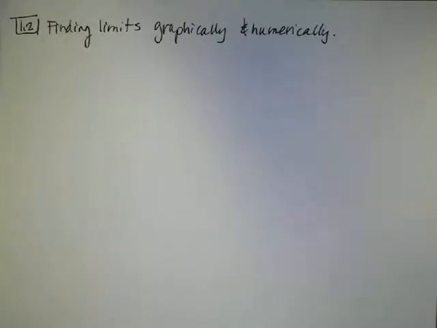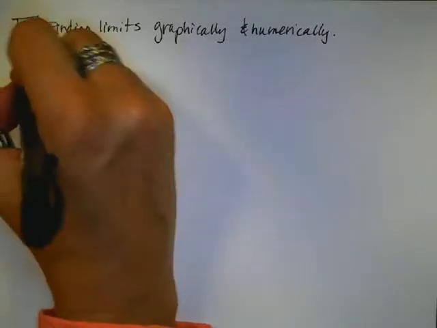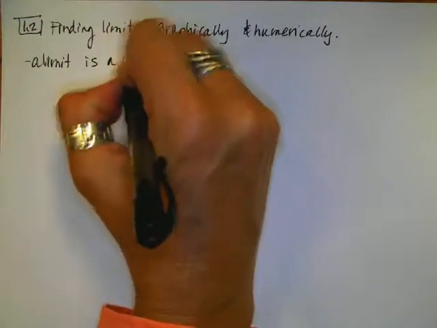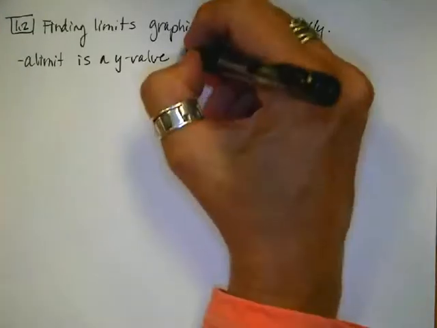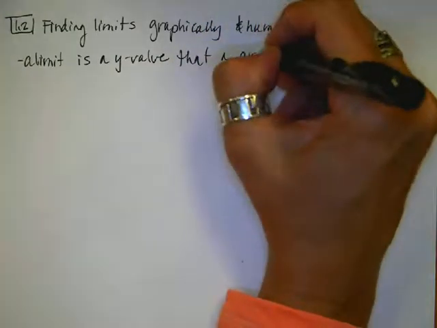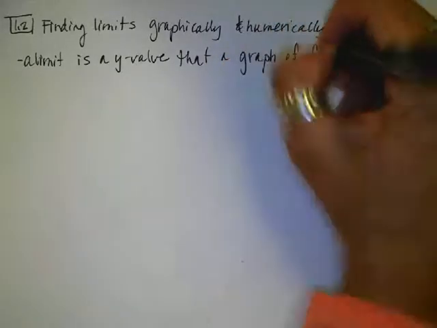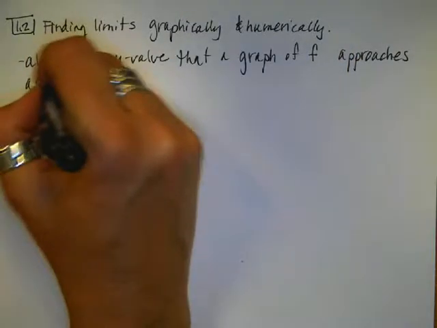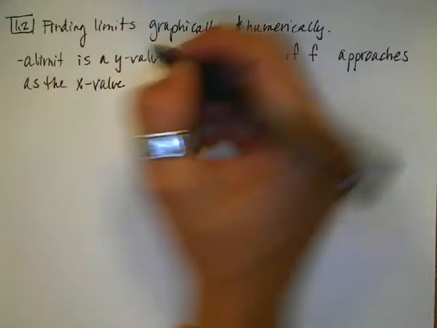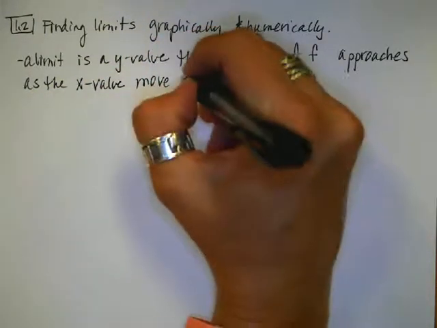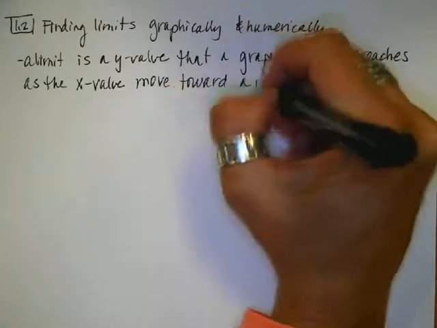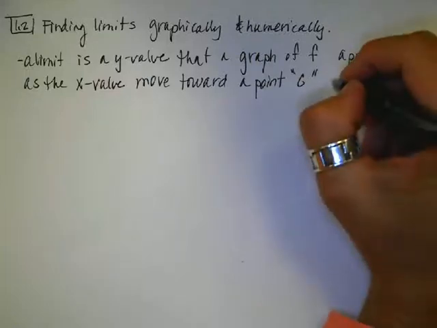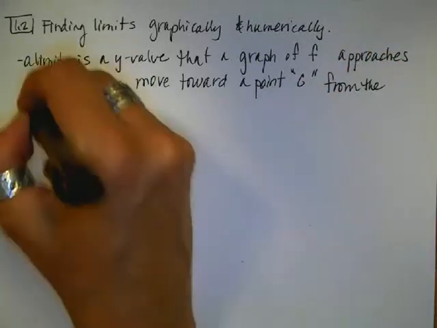All right, so a limit is a y value that a graph of f approaches as the x values move toward a point, and we'll call it C. Okay, and then remember that we move toward that point from the left and the right.